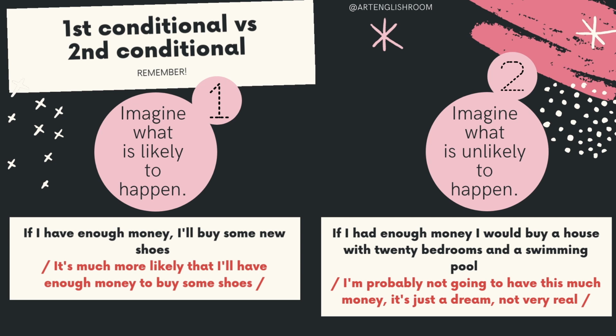In the first conditional, we imagine what is likely to happen. For example, if I have enough money, I will buy some new shoes. It's much more likely that I will have enough money to buy some shoes.